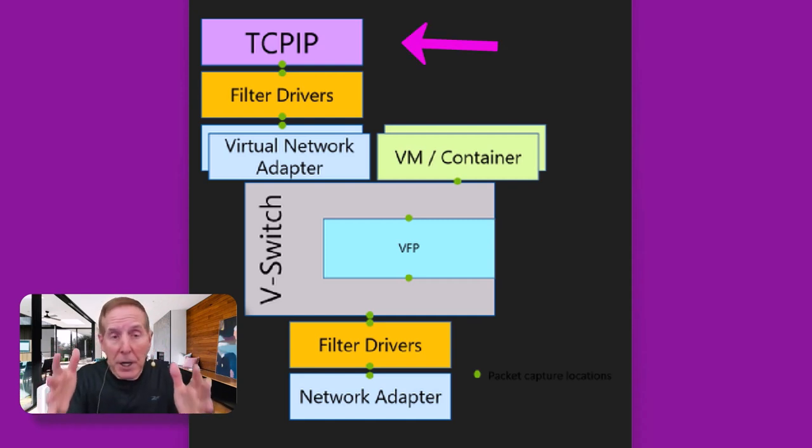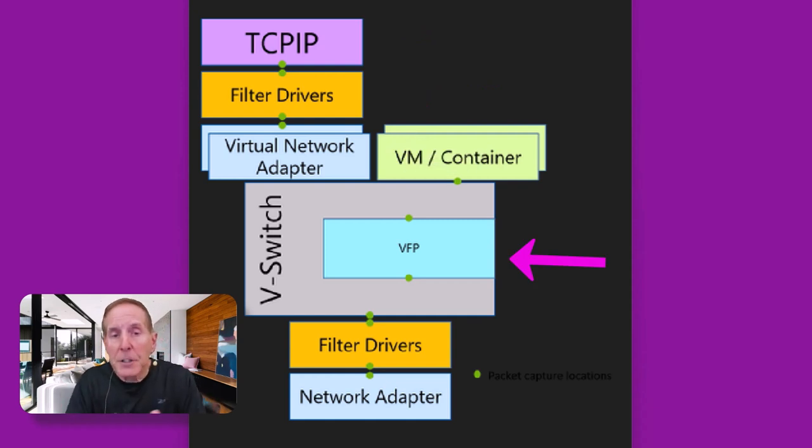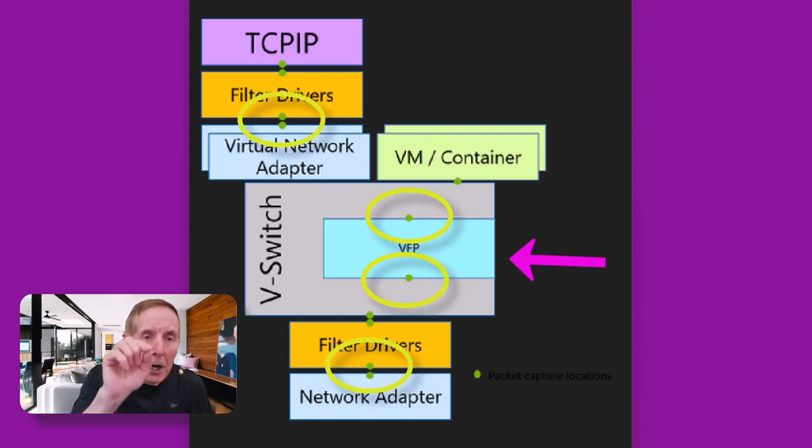Notice in this diagram, we see TCP at the top, filters, virtual network adapters, our vSwitch, which is our Hyper-V switch, and you see little green dots there.